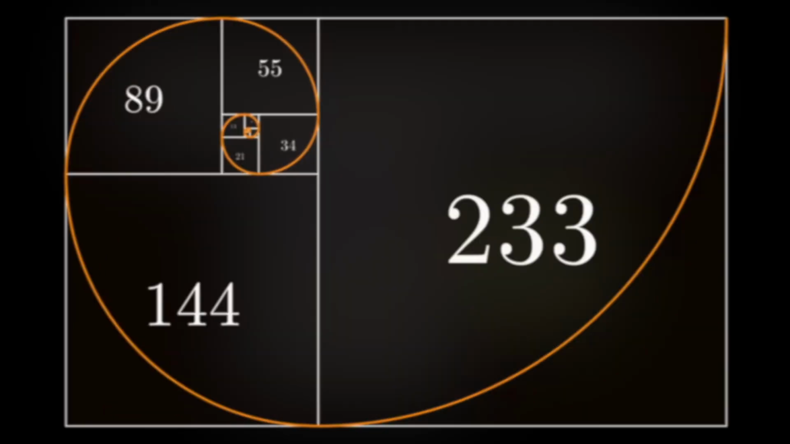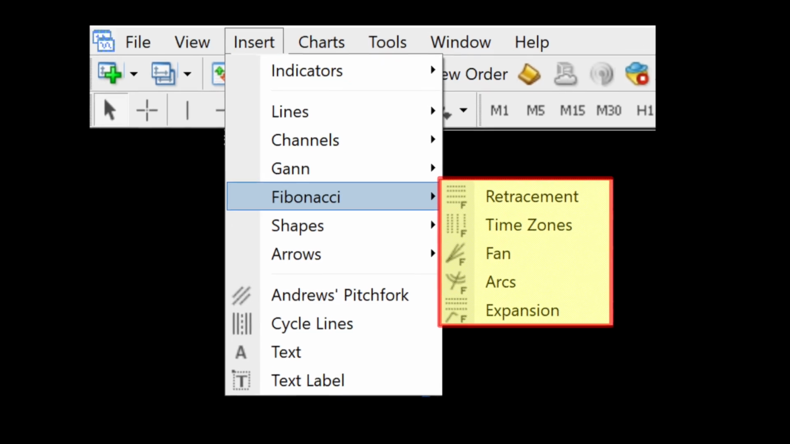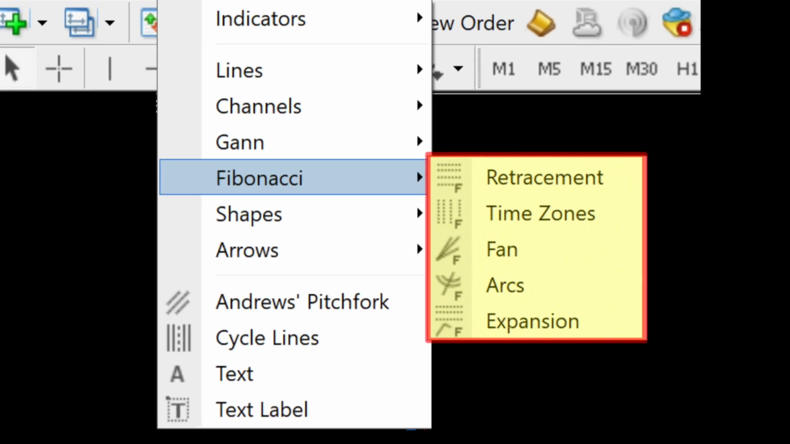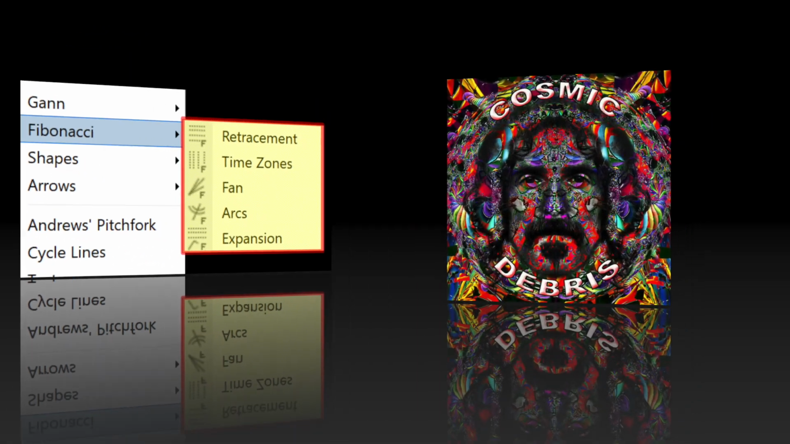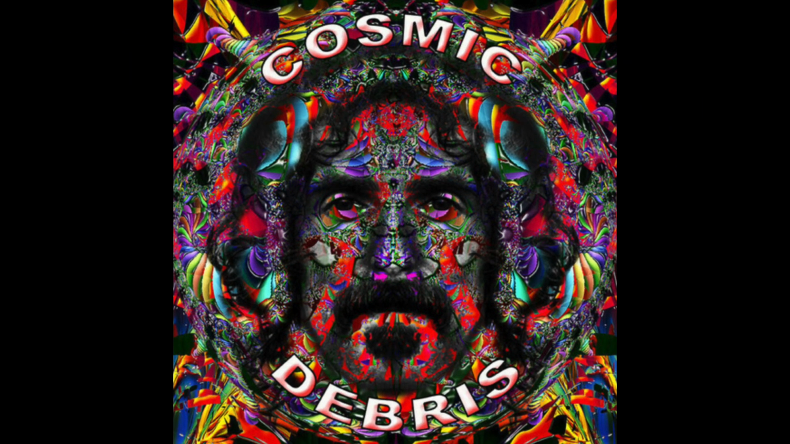There are Fibonacci functions built into the MT4 platform, including retracements, expansions or extensions, fans, arcs, and even a time-based choice. While Fibonacci numbers are indeed very intriguing and provide hours of thought-provoking intergalactic brain food, we're going to ignore them here. Sorry, not sorry.